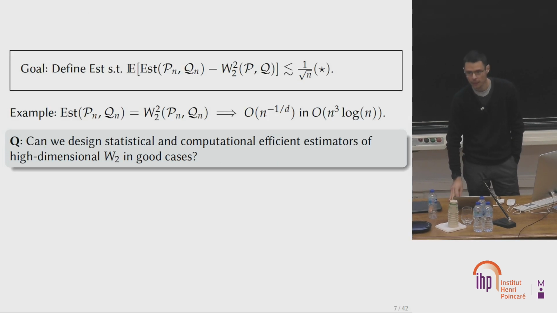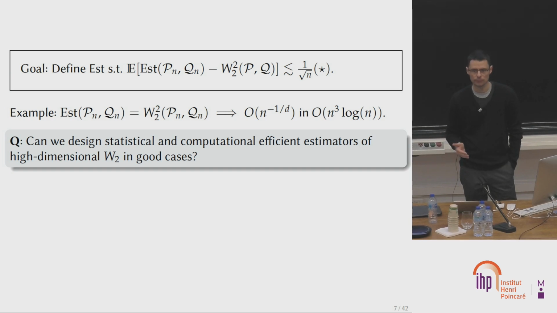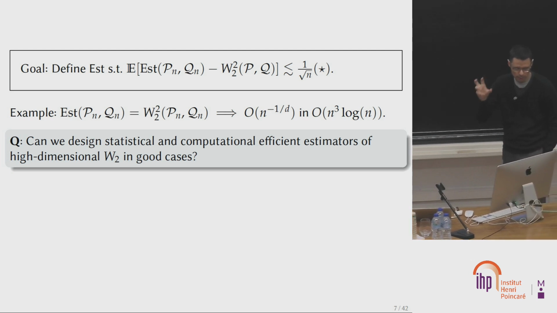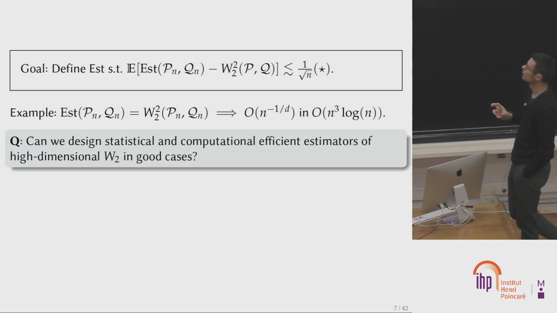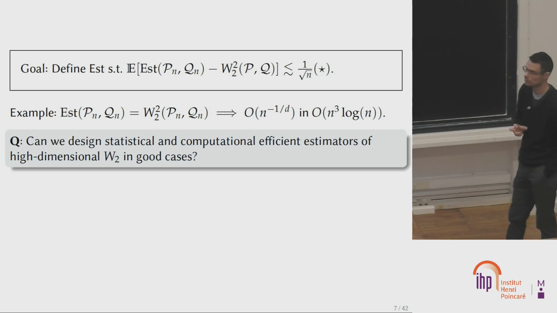Okay? So now the goal of this talk is to construct an estimator of the Wasserstein distance between P and Q, just having the knowledge of Pn and Qn, the empirical measures.